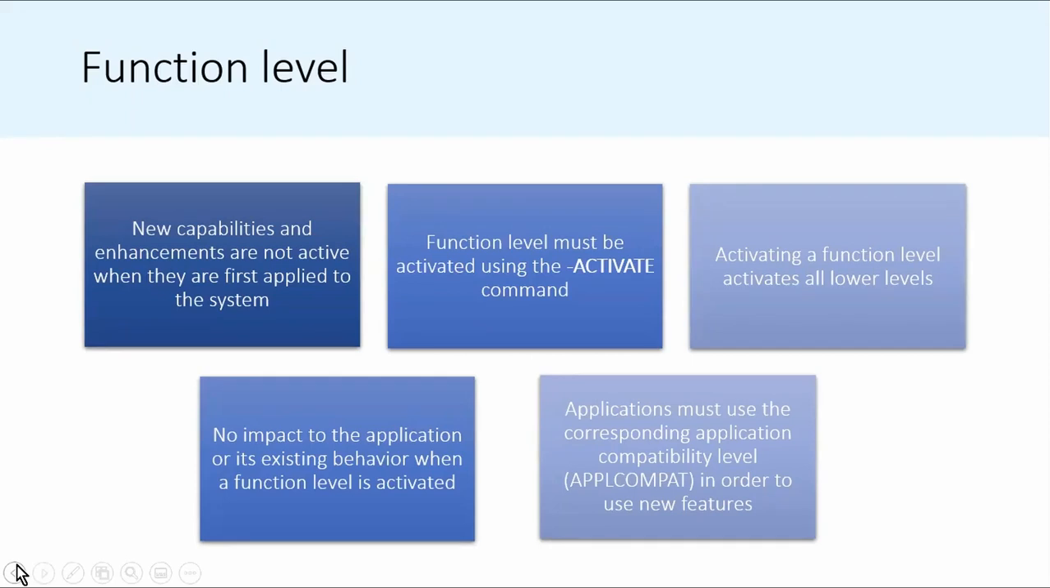If you activate a particular function level, it will also activate any function level below that. So for example, were you to activate function level V12R1 M505 and be at function level 505, you would also have activated 501, 502, 503, and 504 if you hadn't already.